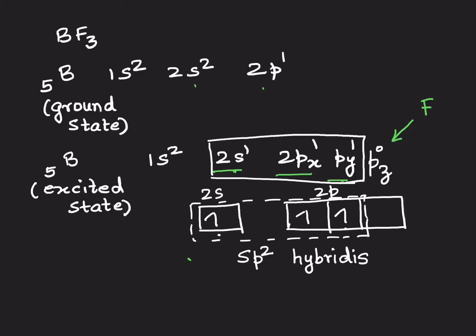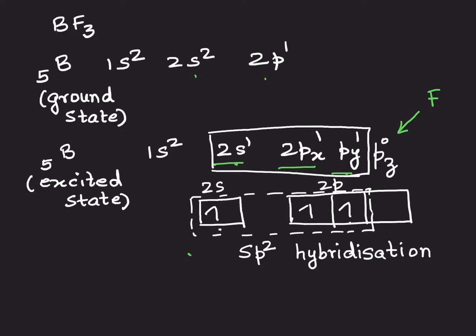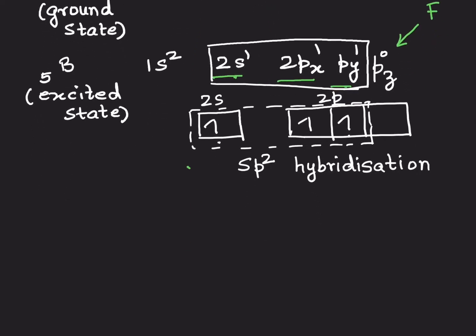hybridization. Please keep on noting it, or you can pause the video, note it and then go on to understand. Now it has undergone sp2 hybridization. Let's continue. So we will have here boron in the center. Let me draw the hybrid orbitals like this and like this.